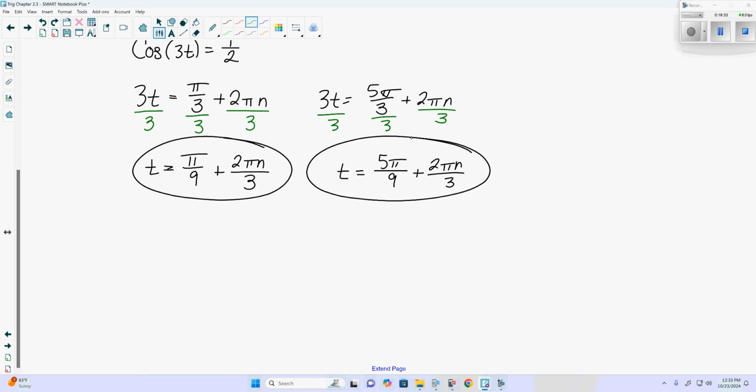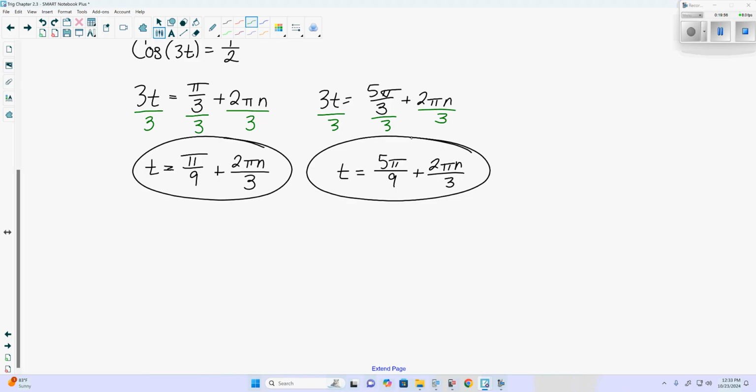And when we simplify it, we'll get 5 pi over 9 plus 2 pi n over 3. And that's it. So these here, for the most part, aren't too bad. We just have to remember once we get our answer, divide by 3 to get our final answer. That's it.